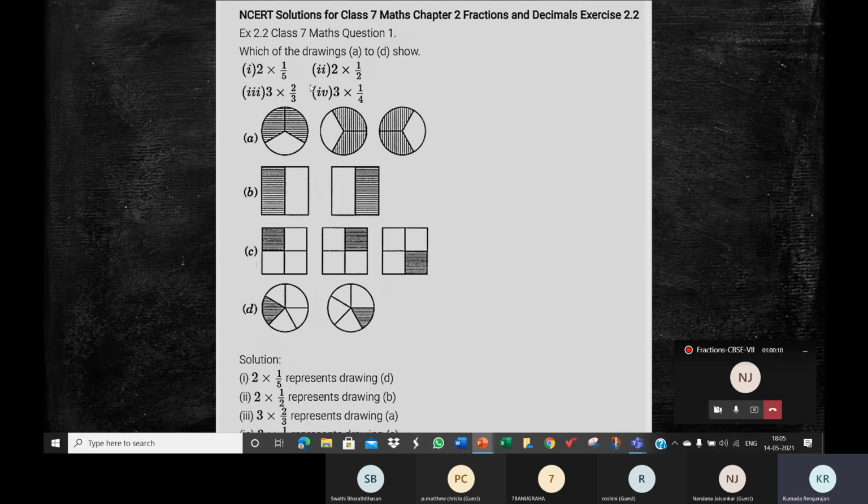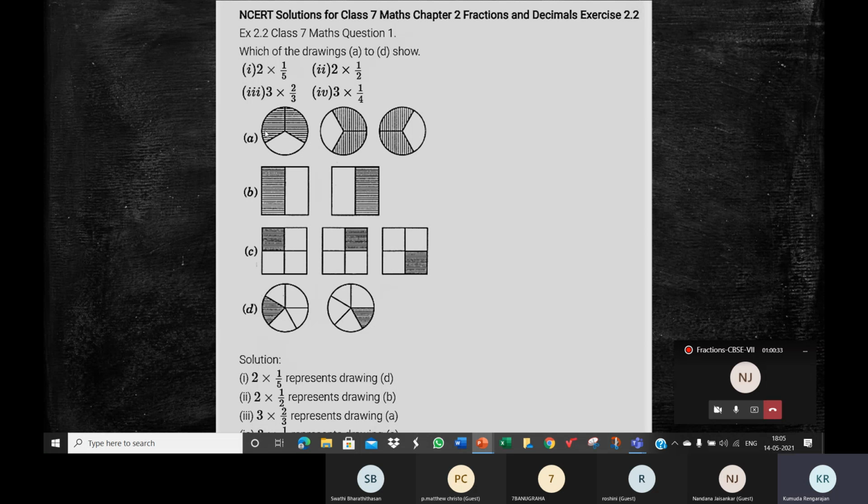So what you have to do is you just have to match. They've given you some expressions here, children: 2 into 1 by 5, 3 into 2 by 3, 2 into 1 by 2, and 3 into 1 by 4. They've also given you some figures along A, B, C, and D. They're asking you to match.